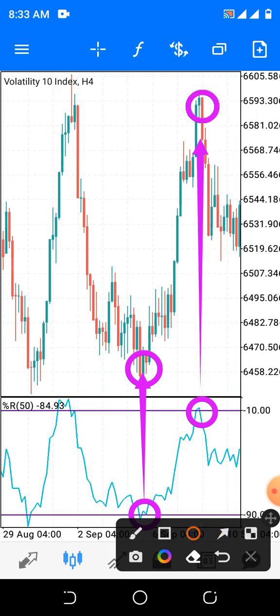Guys, this particular strategy works with 99% accuracy when the market is in a ranging state. Make use of the Williams percent range indicator. It will guarantee you profit, consistent profit, trading a market in a range. Do you understand? So let me show you the settings.